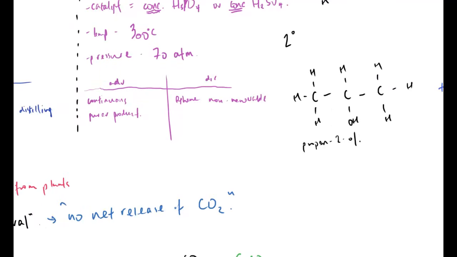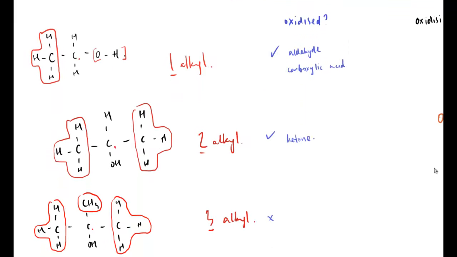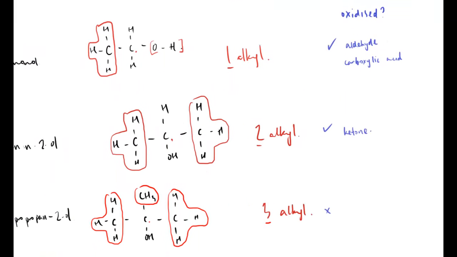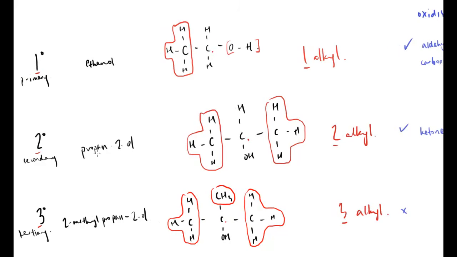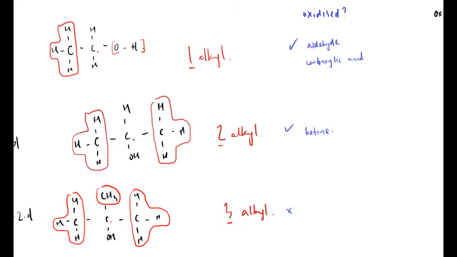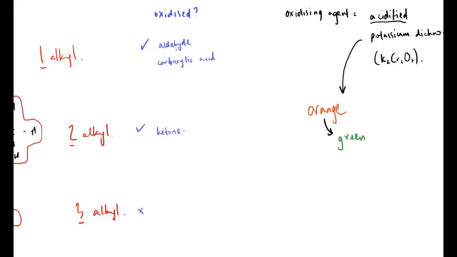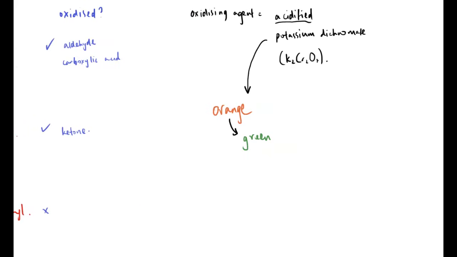And again, I'll just nip that down here and show you that once more. So primary alcohol, secondary and tertiary, 1, 2, 3. Alkyl groups, 1, 2, 3. Oxidized, yes, aldehyde, then carboxylic acid. Ketone, nothing at all. So that's very important, and the colour change is very, very important too, which again, I stressed was the acidified potassium dichromate.